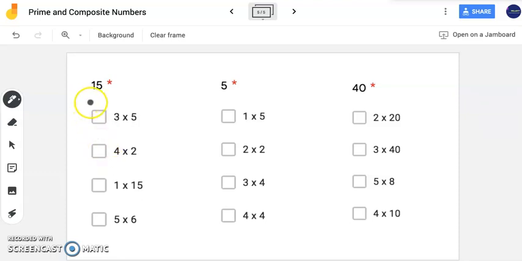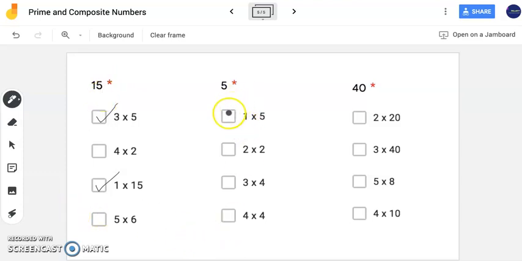So if I take a look at 15, I need to go through each of these and see which ones confirm that they create the number 15. So 3 times 5 is 15. I'm going to check that off. 4 times 2 is only 8, so that can't be true. 1 times 15 is 15. 5 times 6 is 30, so that is not correct. So we have 2 correct answers here, listing out 4 factors that create the number 15, which is why we can classify this as a composite number.